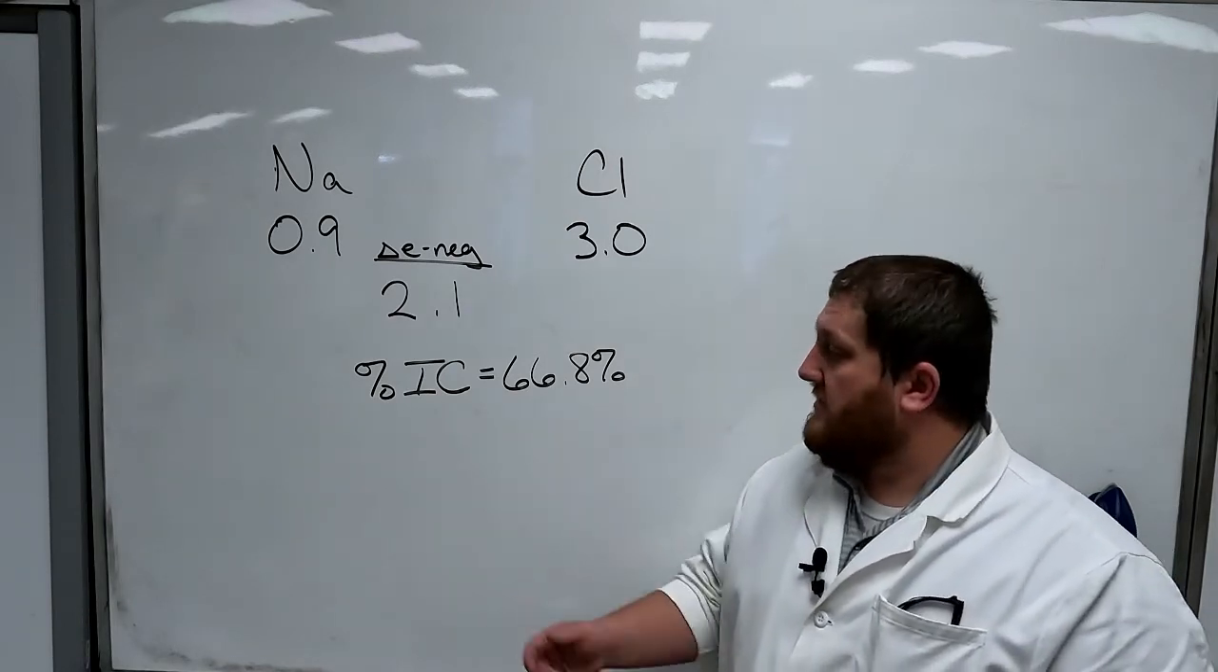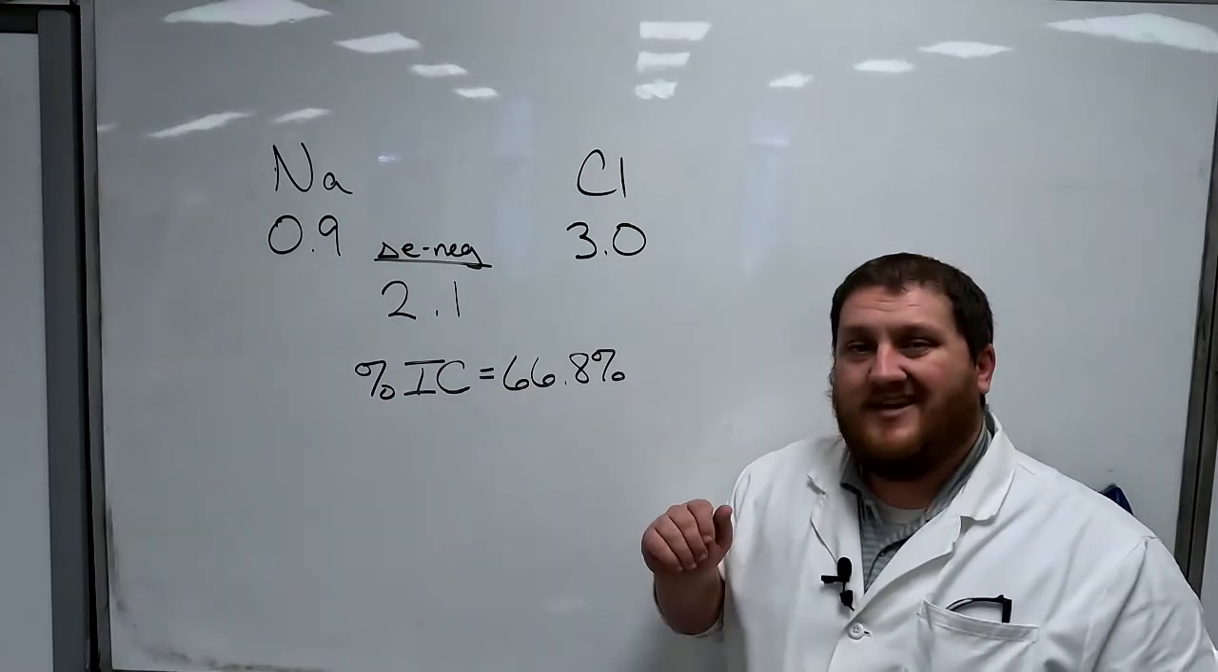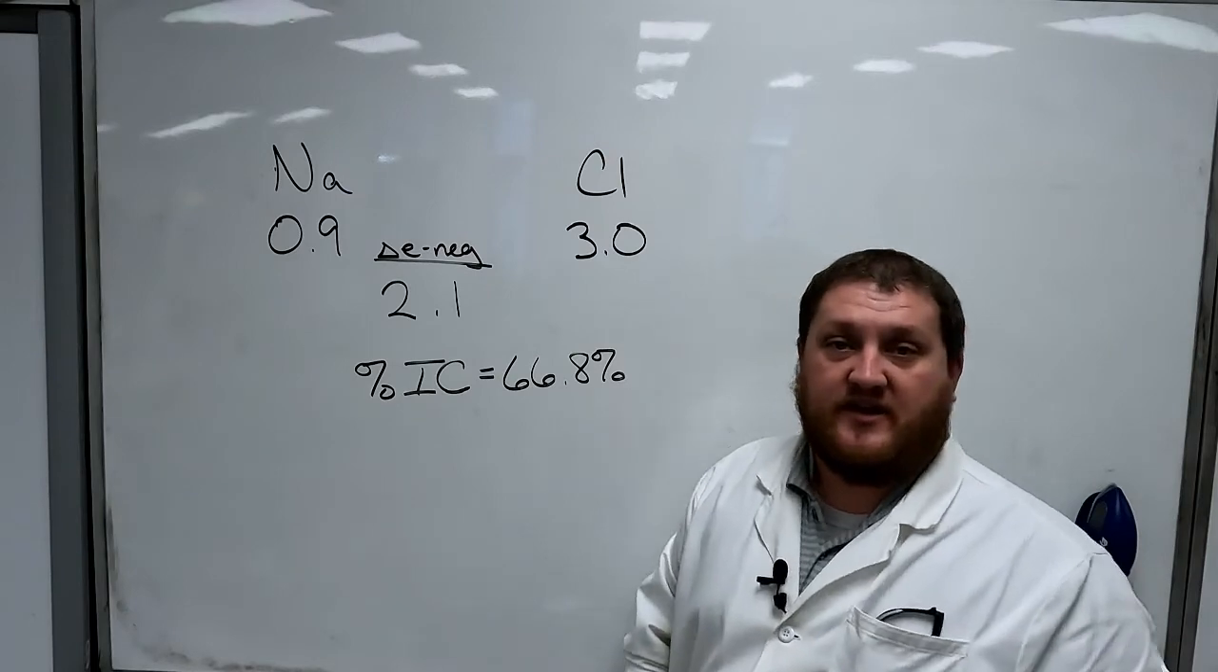Looking at our chart, because my percent ionic character is greater than 50%, I know that this bond will be ionic.